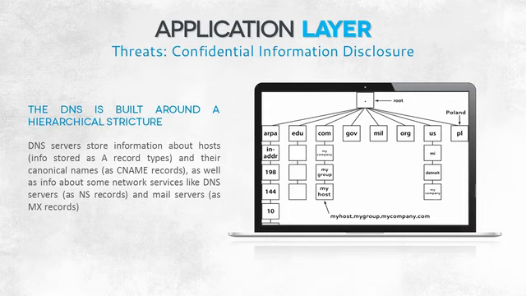DNS servers store in their databases information not only about the hosts, a type of records, but also about other record types as well. Two types will be especially interesting for us. These are the NS records, indicating other DNS servers, and the MX records, indicating mail servers.